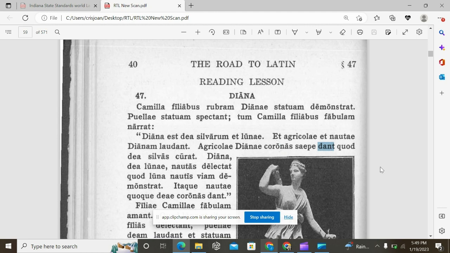Again, so the farmers often give crowns to Diana. And then we have quod, which is functioning as a conjunction to connect another sentence to this one. And here we can interpret it to mean because. So, why do the farmers often give crowns to Diana? Because we're going to find out.